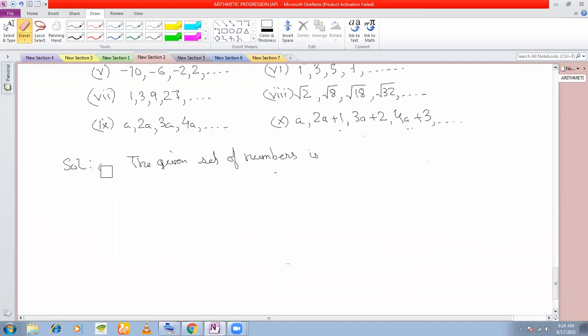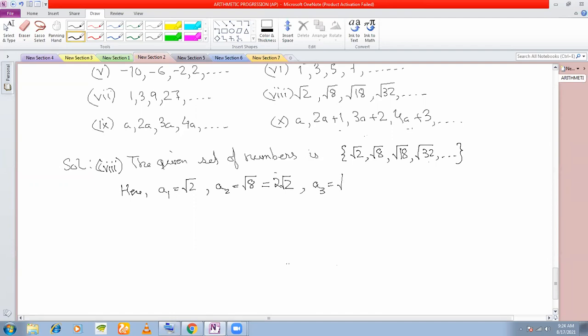This is number 8. The given set of numbers here is root 2, root 8, root 18, root 32, and so on. So here A1 is equal to root 2, A2 is equal to root 8. Now root 8 is a pure surd. You can write it as a mixed surd as 2 into root 2.